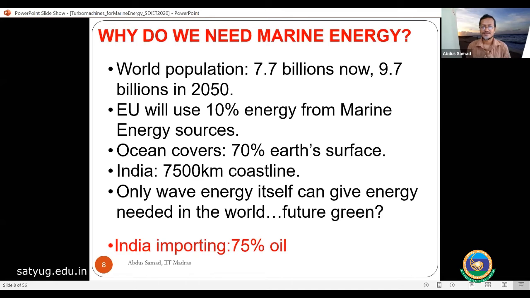And for India, we have a 7,500-kilometer coastline. That long coastline has lots of energy. From the coast, up to some distance, around 200 kilometers, you can also explore. I think the Indian government can explore that. The energy is in the form of tide, wave, current, salinity gradient, or many other forms. Wind turbines can also be installed. We can install solar panels on the ocean and harvest energy. Wave energy alone can give the energy needed in the world.